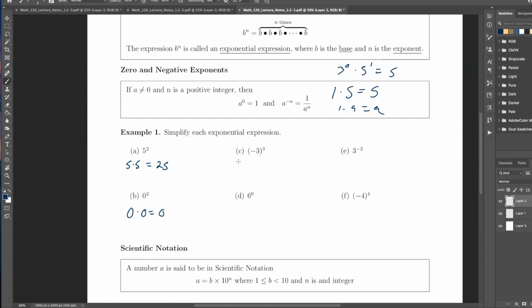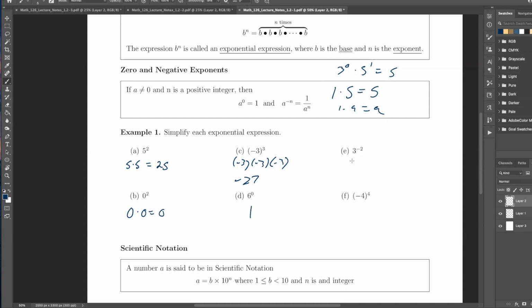Here, if I have negative 3 cubed, I'll have minus 3 times minus 3 times minus 3. For 2 we say squared, and if it's 3, we can say it's cubed. Anything other than that, we just say what the exponent is, negative 3 raised to the third power. So here we'll calculate this across. This is minus 27.